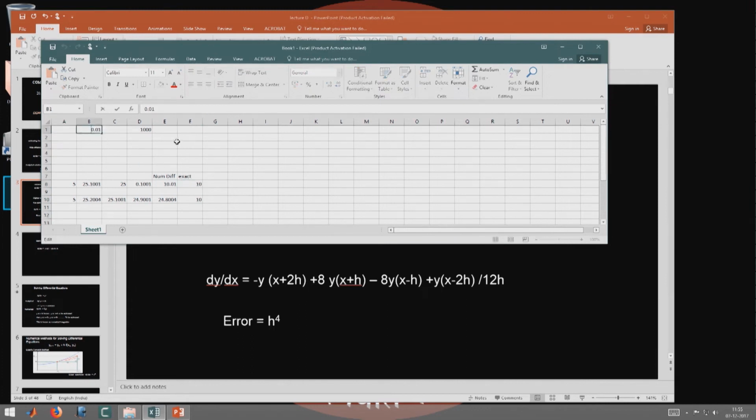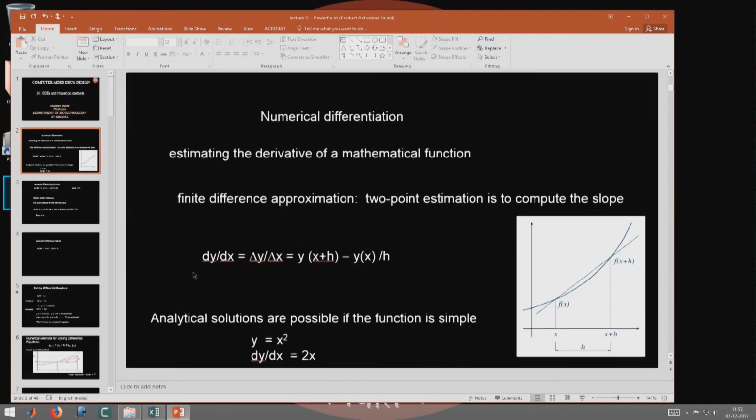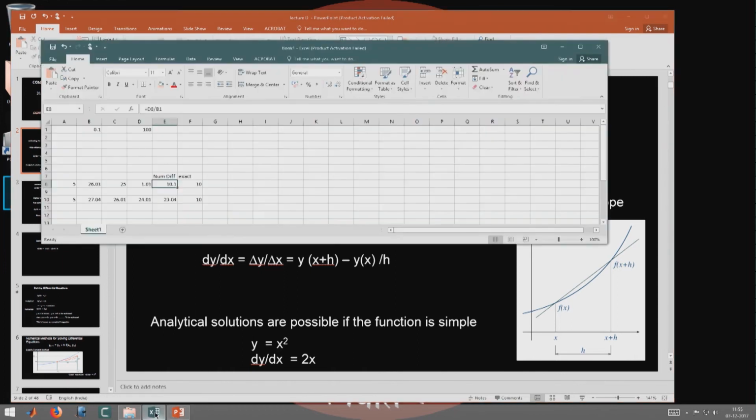Okay, so if I make it 0.1, for example, if I make the step length very large, as you can see again the simple 2-point method gives you a 10% error, whereas the 5-point method is still very good. So, you still get a very good answer with the 5-point method when compared to the 2-point method.